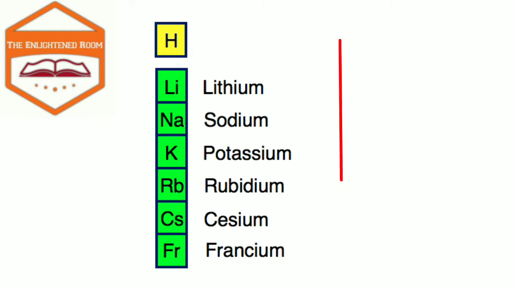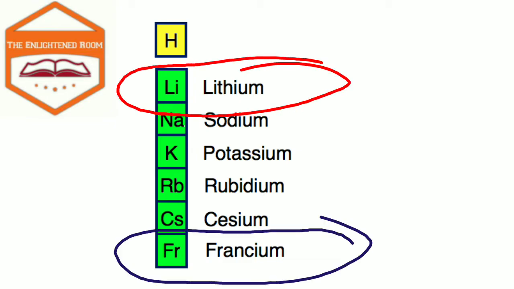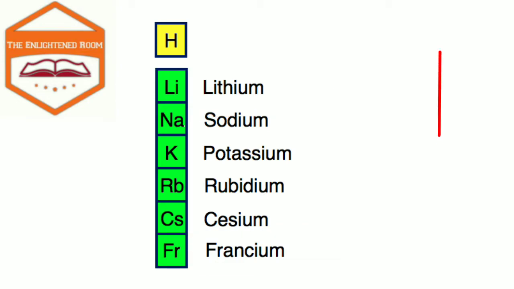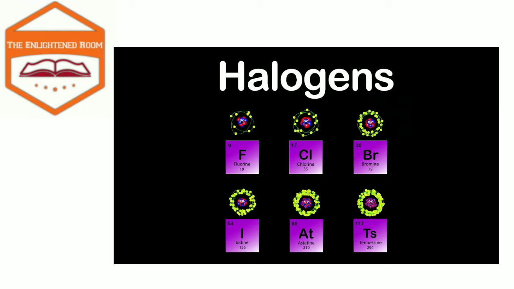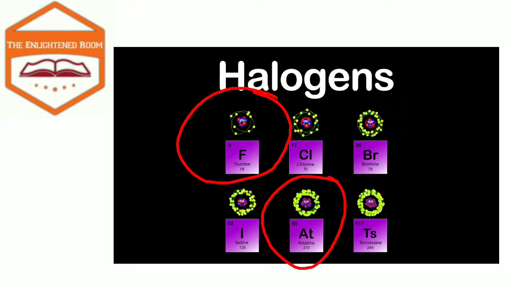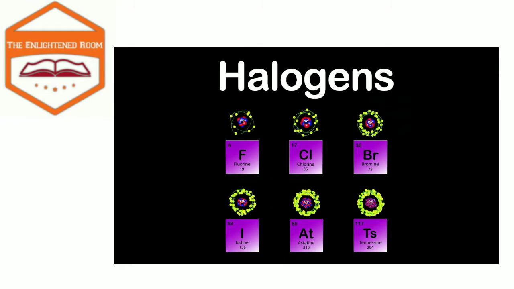When we move down the alkali metals of group 1 of the periodic table, the metallic character increases from lithium to francium. Thus in group 1, lithium is the least metallic element, while francium is the most metallic element. Conversely, on moving down a group, the non-metallic character or electronegative character decreases. For example, when we move down the halogens of group 17, the non-metallic character decreases from fluorine to astatine. Thus, in group 17, fluorine is the most non-metallic element, while astatine is the least non-metallic element.